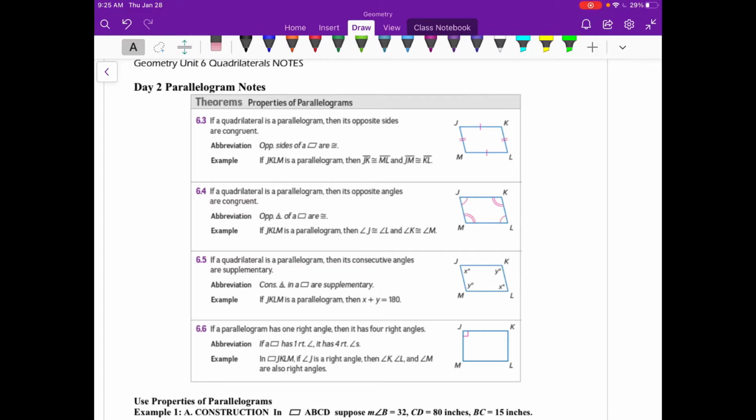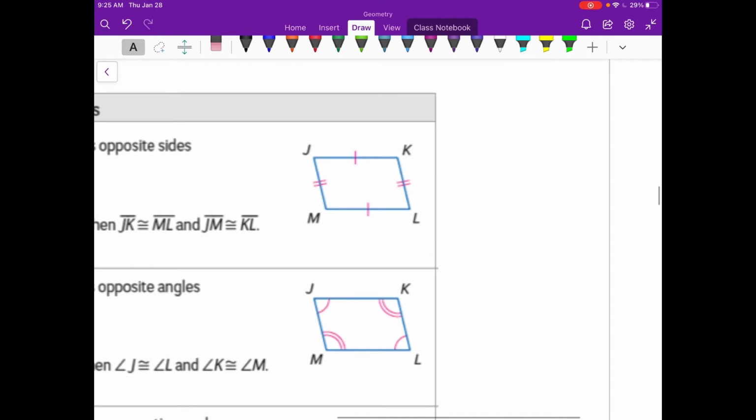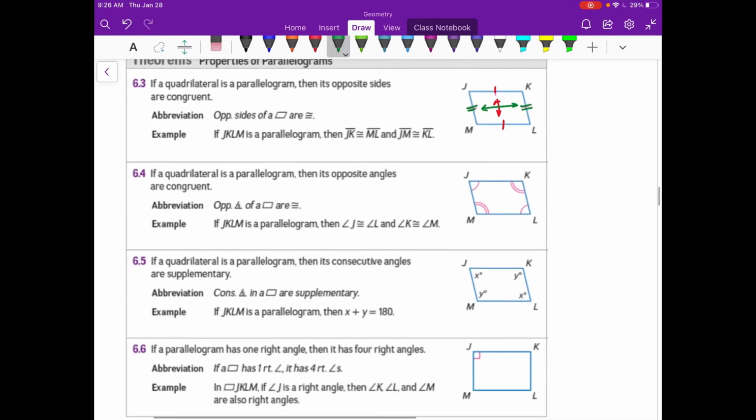The first one says that if a quadrilateral, so a four-sided shape, is a parallelogram, then its opposite sides are congruent. In this picture, you can see that our opposite sides are marked as congruent with those little lines. Those mean that those sides are congruent, opposites go across, and these two opposite sides are the same length. 6.4 says if a quadrilateral is a parallelogram, then its opposite angles are congruent.